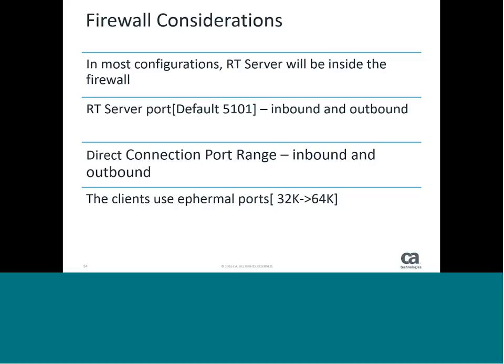And if we don't specify any particular port range, ephemeral ports will be used by all the other components apart from RTSERVER, and usually that port range is from 32,000 to 64,000. So these are the firewall considerations that should be taken care of when we are designing a Harvest network.